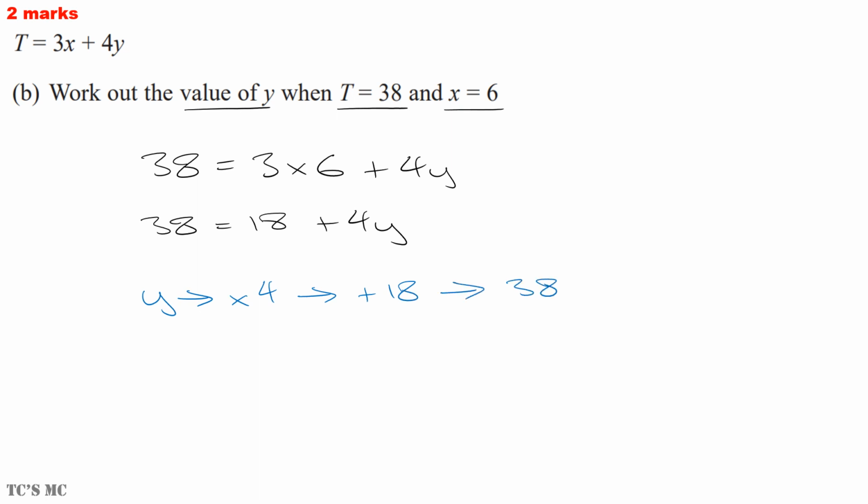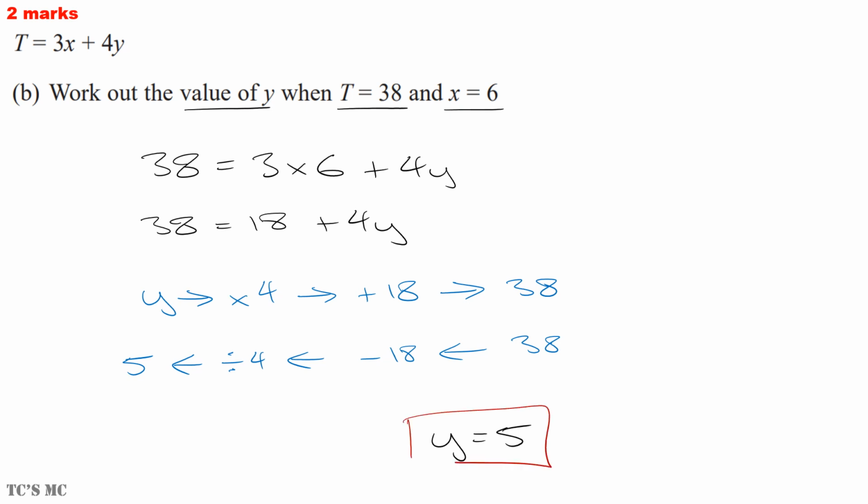To solve, we must go backwards and do the inverse. We have to subtract 18 and then divide by 4. 38 subtract 18 is 20. 20 divided by 4 is 5. For writing y is equal to 5, we now have our second mark.